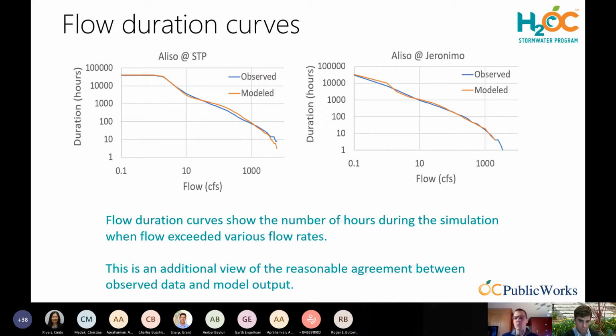The point is that the orange line and the blue line are almost right on top of each other. As we saw previously on the right-hand side in the Geronimo panel, there's slightly more hours at some of the flow rates in the lower range for the model. That's how we see on this graph the model is having slightly higher flows around 1 CFS.